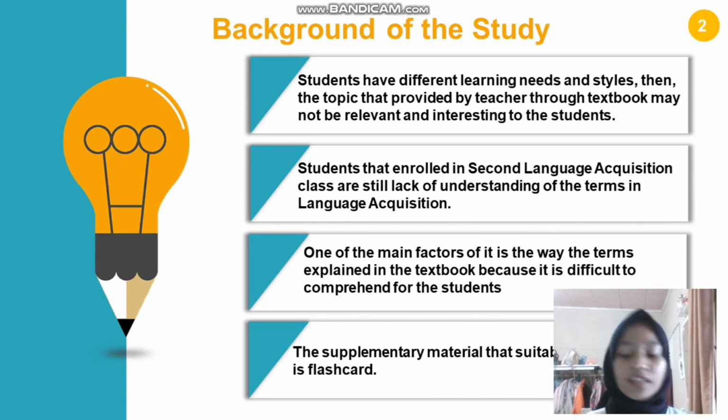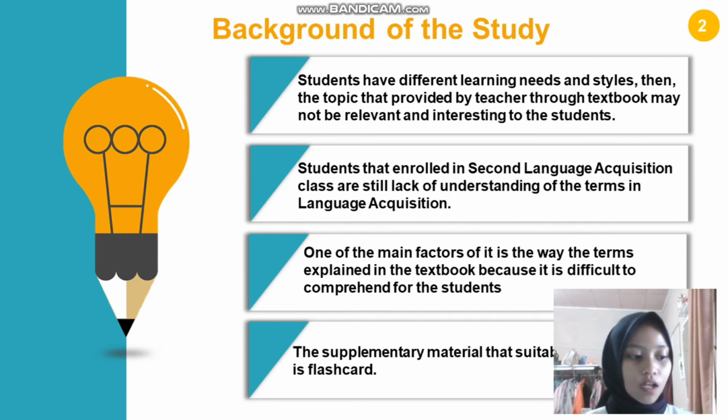And also, in a teaching situation, we might face students with different learning styles and learning needs, and also sometimes the textbook provided by the lecturer or the teacher may not be relevant and interesting to the students. Moreover, according to Riyasati and Zero 2010, they found out that textbooks limit and restrict students' creativity. So there is a case in the second language acquisition class.